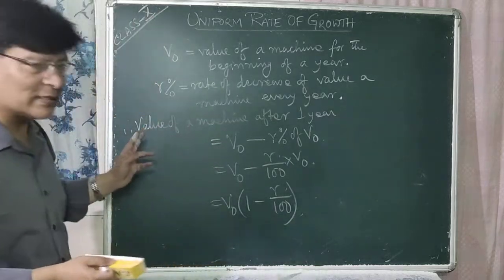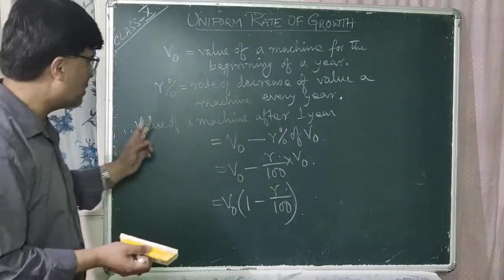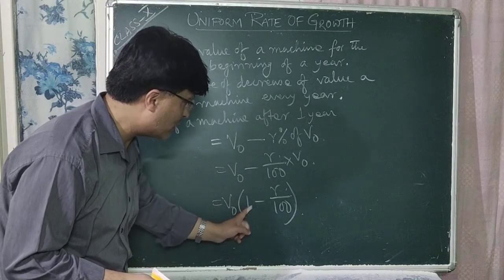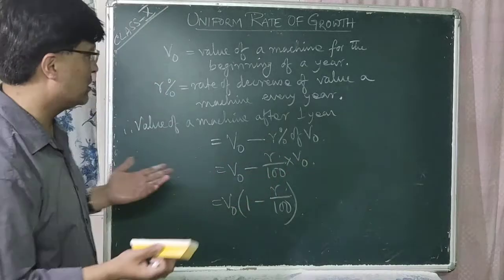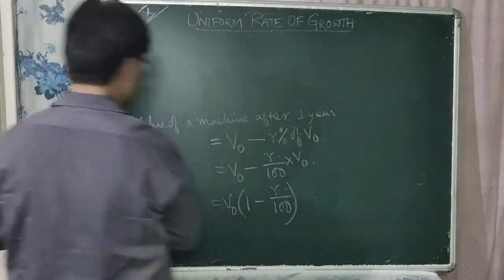Similarly, you can get the value of a machine after 2 years. What will be the value of a machine after 2 years? It will be V0 within bracket 1 minus R by 100 whole square. It is just like compound interest. Alright? So now, let us write down.